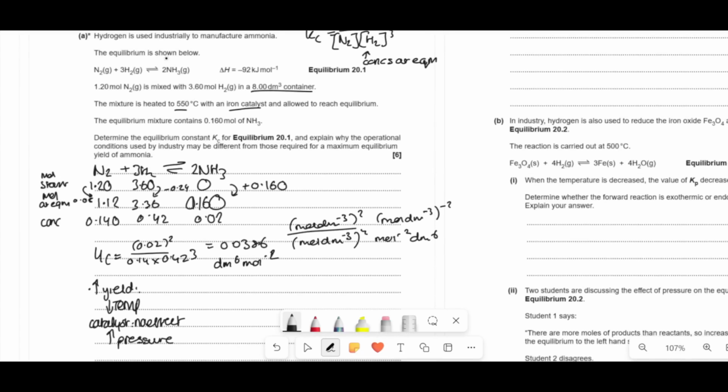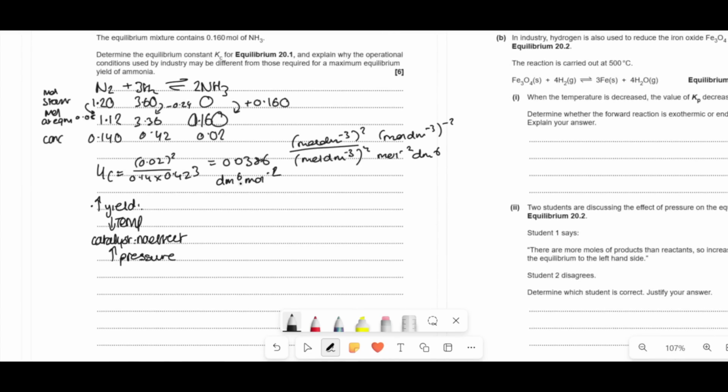But then the problem is if you use a higher temperature, it starts to go that way. So what they've done is they've added a catalyst, because adding a catalyst means you don't have to use as high a temperature, so they can get away with using that, if that makes sense. It means you can use as low a temperature as possible without making it go too much in the opposite direction.